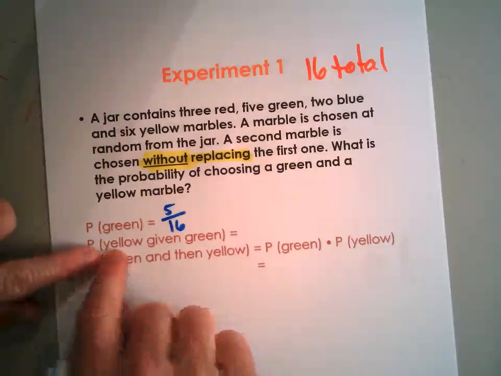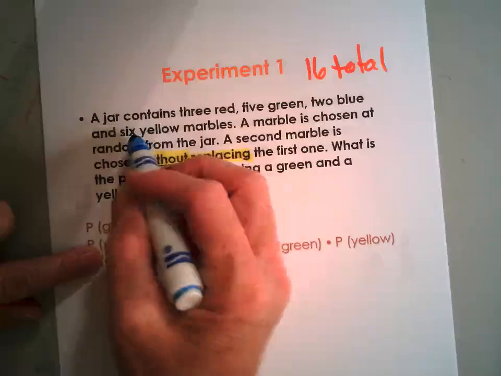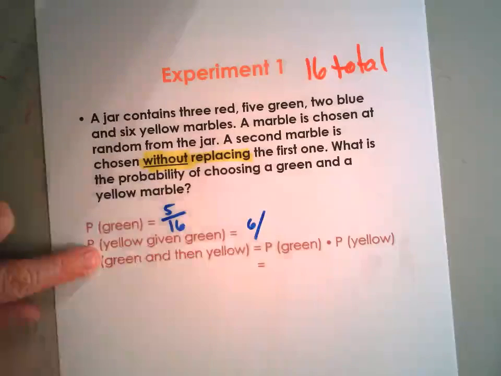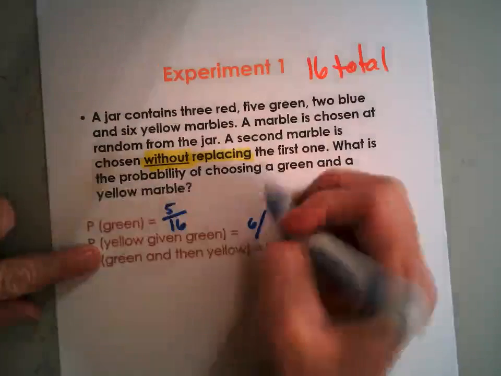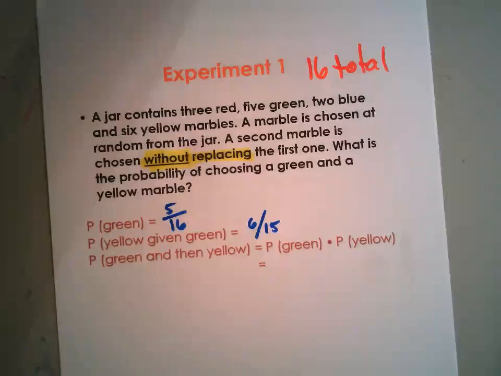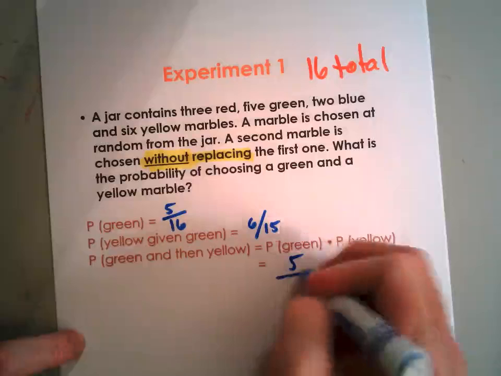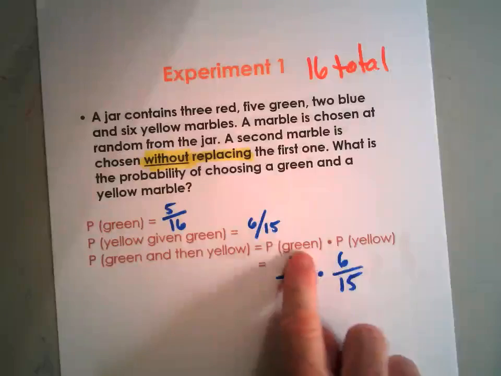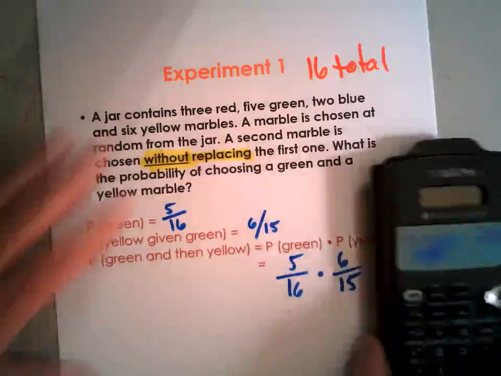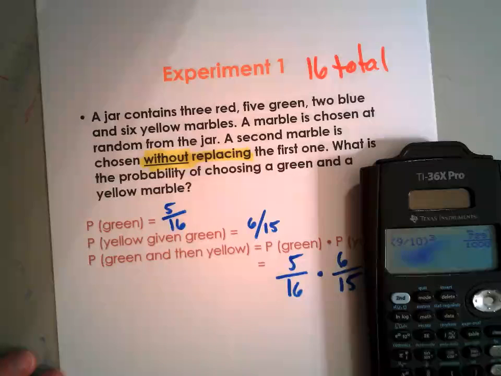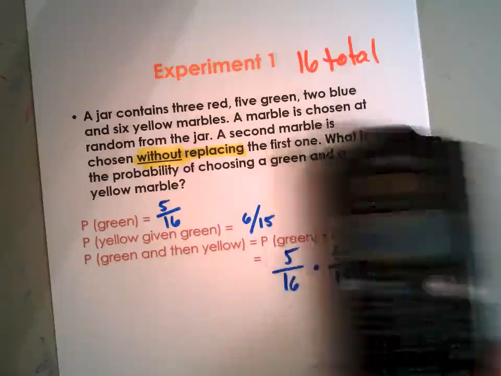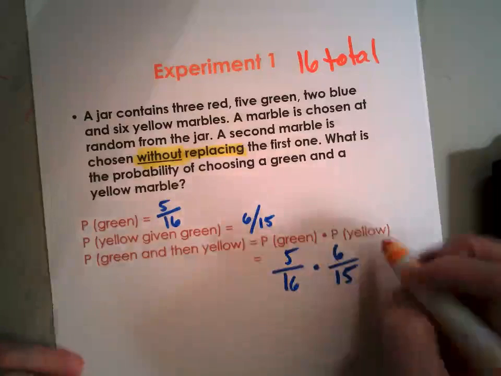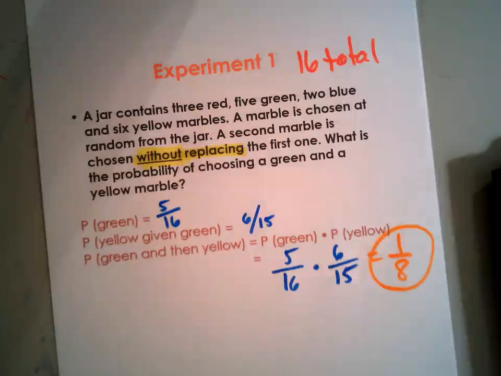Now we're going to get a yellow. So how many yellows were there? I do believe there were 6. There were 6, but no longer are there 16 marbles. There are now 15 marbles in the jar. Okay, so we're going to do 5/16 times 6/15, because that's the green and that's the yellow. And let's see what that comes out to be. 5/16 times 6/15, and we get 1/8. So the probability of that happening was 1 out of 8.